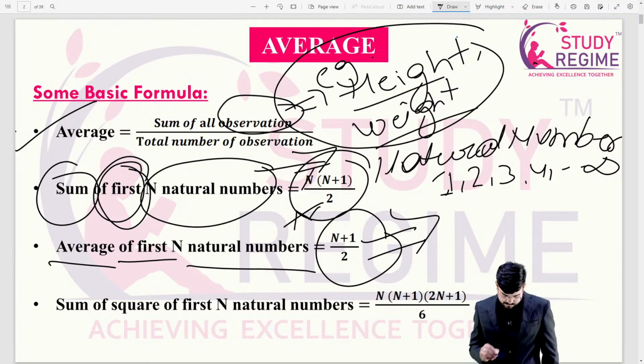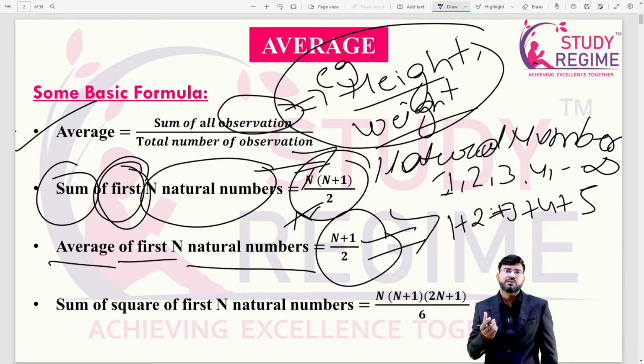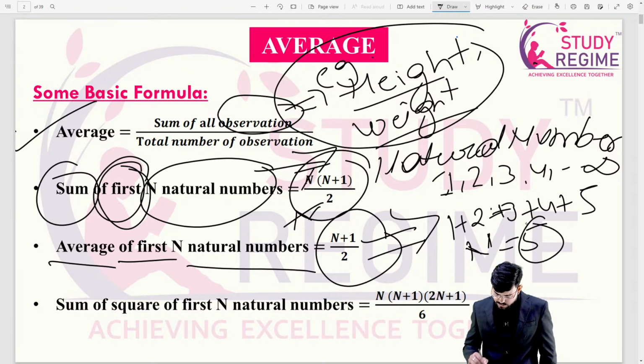Likewise, I will give you an example. Suppose you want the average of the first n natural numbers, 1 plus 2 plus 3 plus 4 plus 5. These are the natural numbers from 1 to 5. If I want to find the average of these natural numbers, just put the value of n. Here n is equal to the number of observations. Here I have written only 5 observations. So (5 plus 1) by 2, you will get 6, 6 divided by 2, you will get 3. The average of the first 5 natural numbers will be 3.